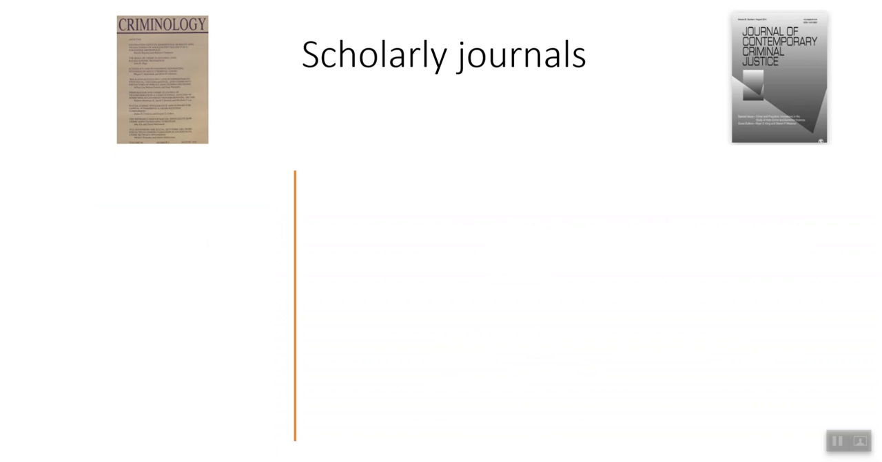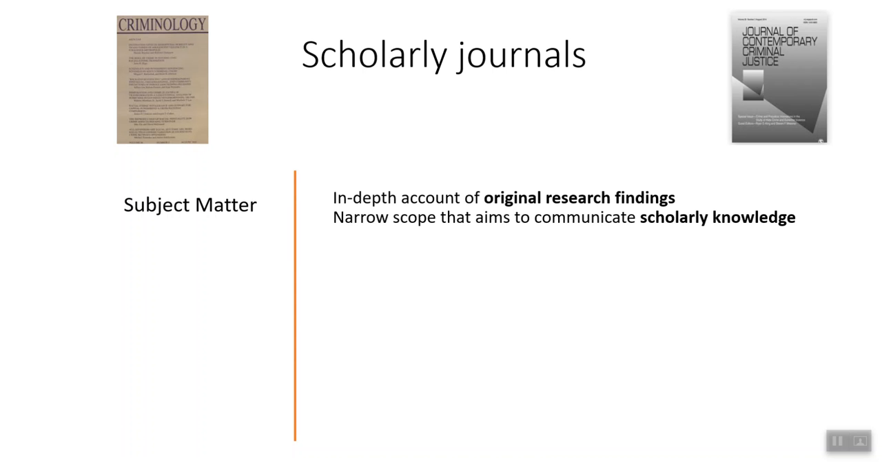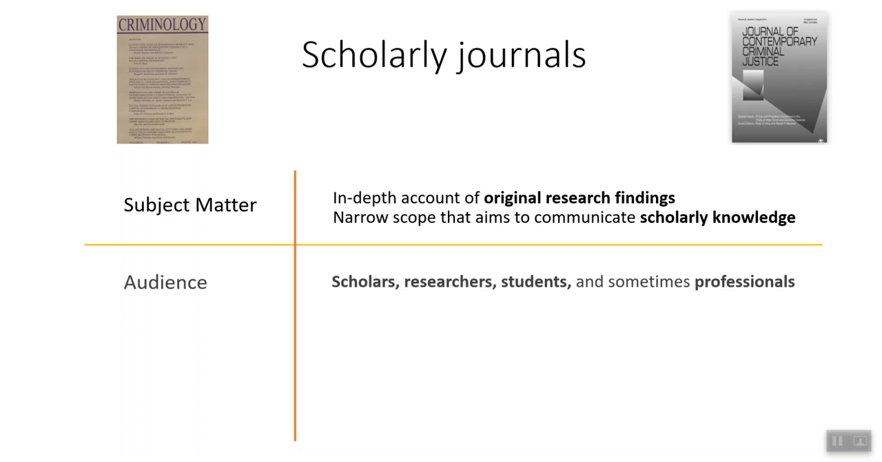Now we're going to talk about two different types of publications. Scholarly journals is the first, and then we'll look at trade journals. For scholarly journals, the subject matter is usually original research findings. So the author did a study and wants to communicate the results, so this is how scholarly knowledge on a particular topic is communicated. And the people that it communicates to are other scholars, researchers, and now students like yourselves.